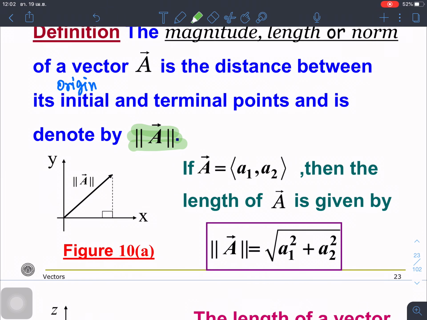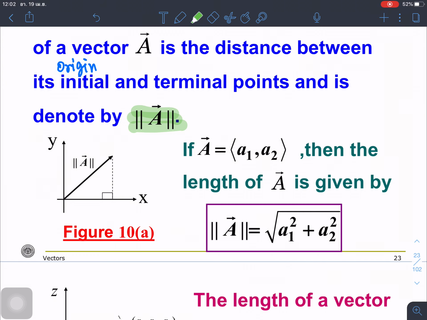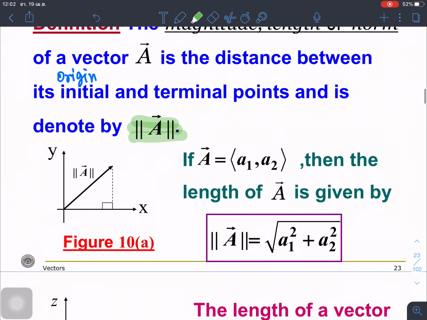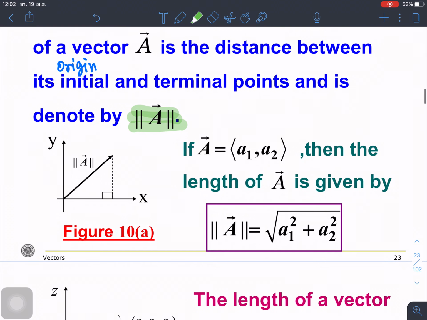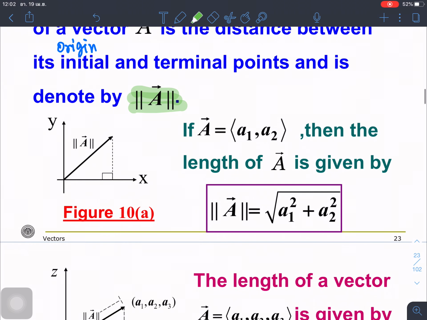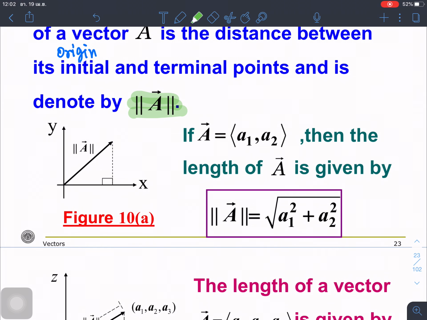All right, it's in 2-dimensional. The way we find the norm of vector A, or magnitude of vector A, is by using the Pythagorean theorem. Suppose vector A can be written as the ordered pair A1 and A2. Then the length of vector A, or the modulus of vector A, can be computed by this formula: the square root of A1 squared plus A2 squared. And I will explain why we get that.